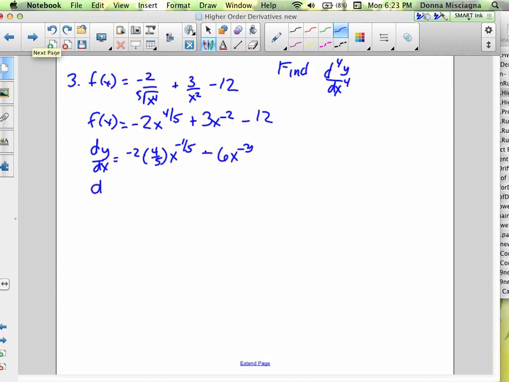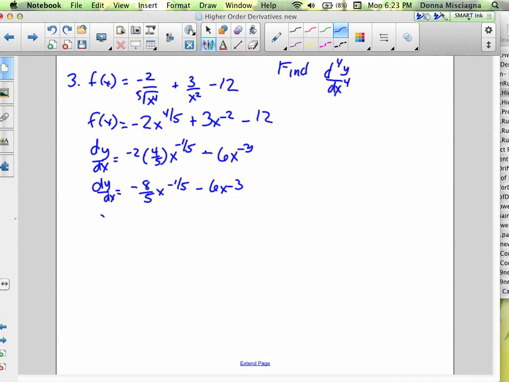Now let's take the second derivative, d2y dx2. Oops, I'm sorry, I didn't finish simplifying. Oh, shame on me. So dy dx equals, and I'm not going to simplify the negative exponents. That would be kind of silly because we still have 2 more derivatives to take. So this would be negative 8/5 x to the negative 1/5 power minus 6x to the negative 3rd power. All right, we've got to take the derivative again.